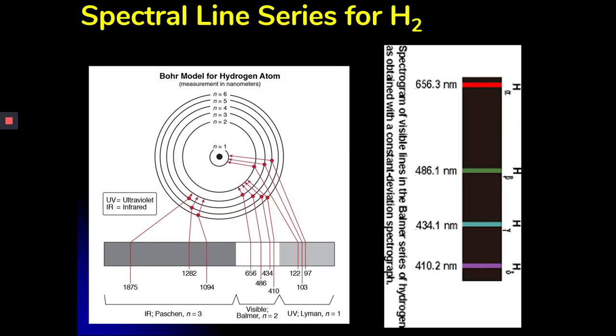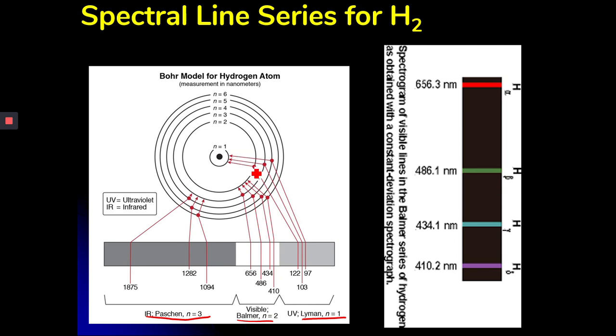Now the spectral line series for hydrogen is typically divided up into 3 sections: the Lyman, the Balmer, and the Paschen. Lyman is when it falls to the first energy level and it gives off ultraviolet light. The Balmer series is visible when the electron falls to the second energy level. And then you have IR when it falls to the third energy level, the Paschen series. Again, those were vocabulary terms that you need to know.